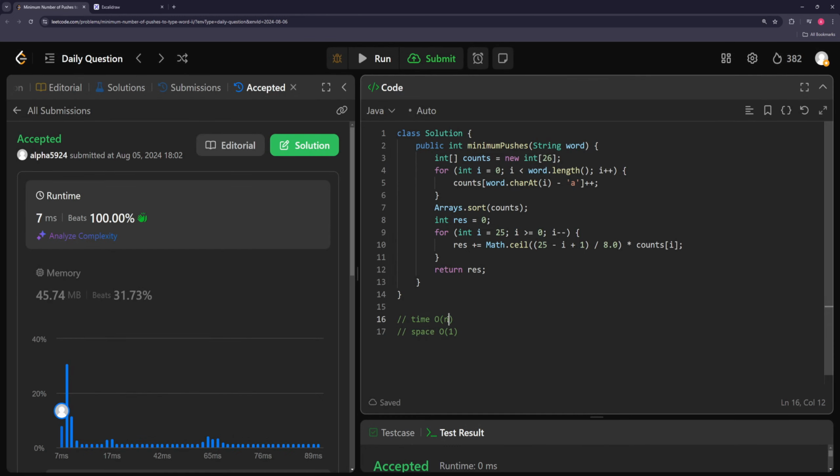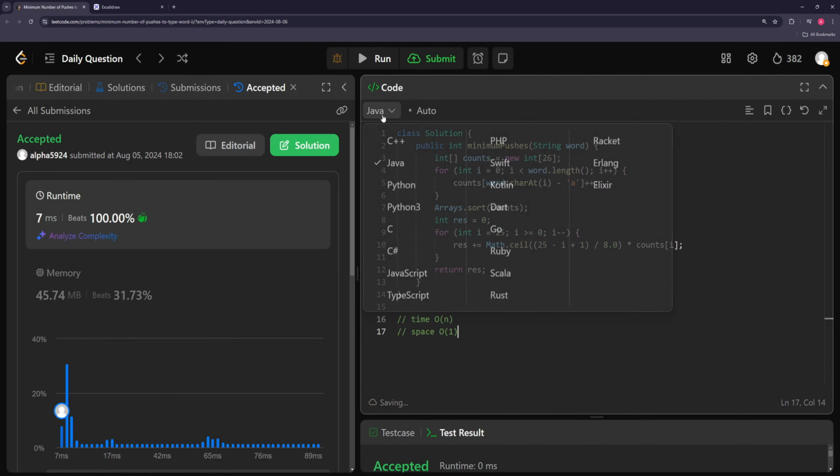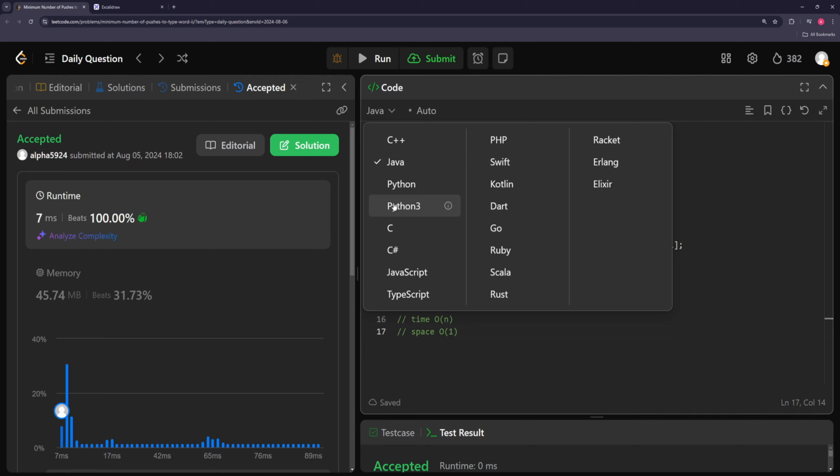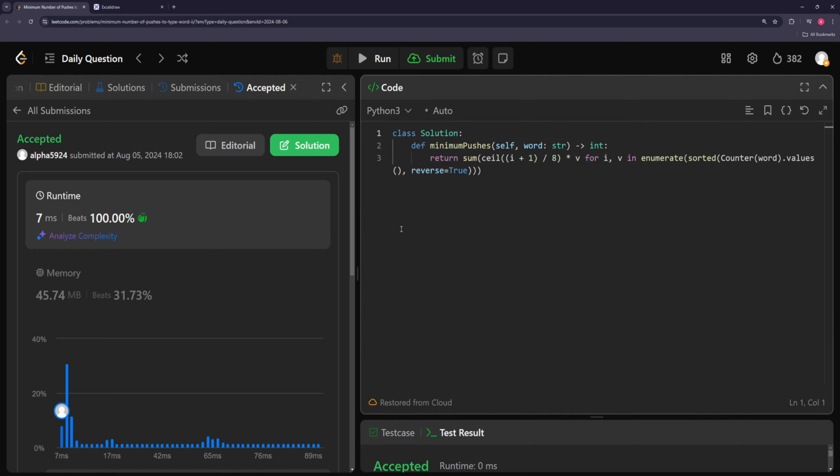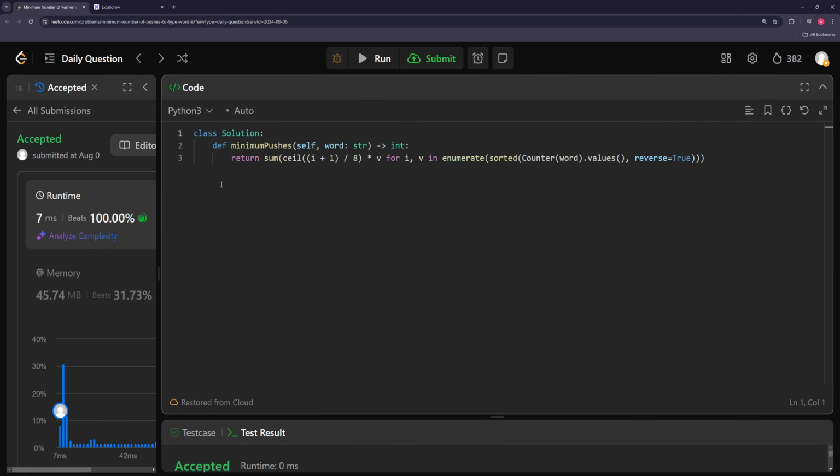Okay. And yeah, I did do this in Python, and I made it kind of funny, so I'll share that really quick. The beauty of Python, I guess. You can literally make a counter, get the values, reverse the values, and do the equation in one line. Imagine reading this thing, but yeah, I thought it was kind of funny.